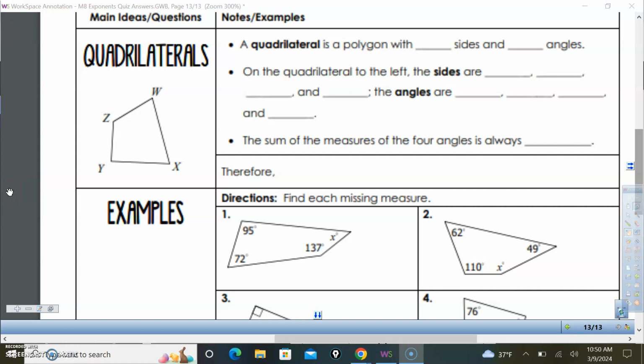Right, we are going to be working on our notes about quadrilaterals today. So the prefix quad, anytime you see that QUAD at the beginning, quad is 4, stands for 4. So a quadrilateral is a polygon with 4 sides and 4 angles.